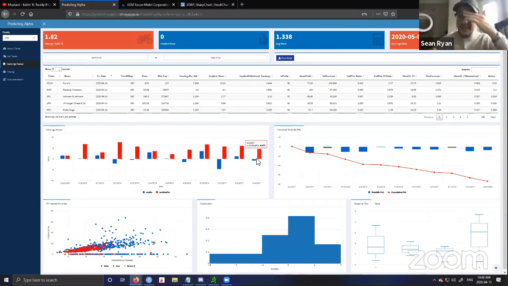The other way that we look at it is something that we found: when there's a high volume of retail traders looking at stocks, they'll trend on StockTwits.